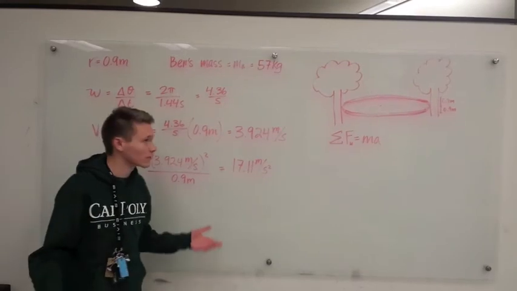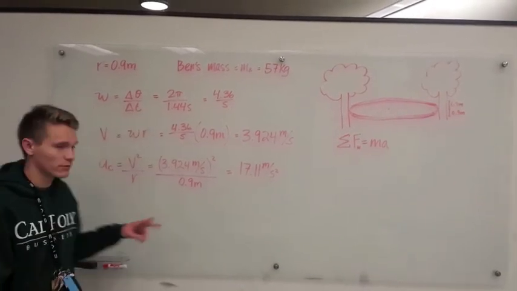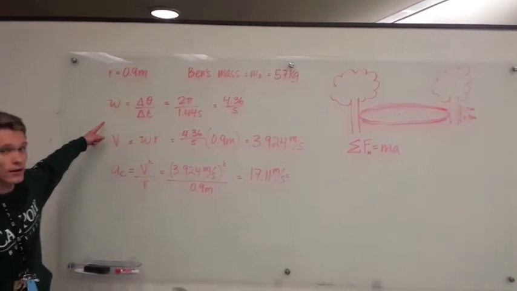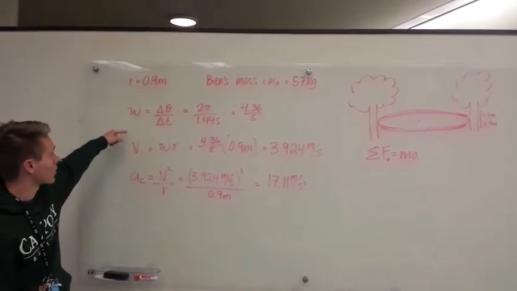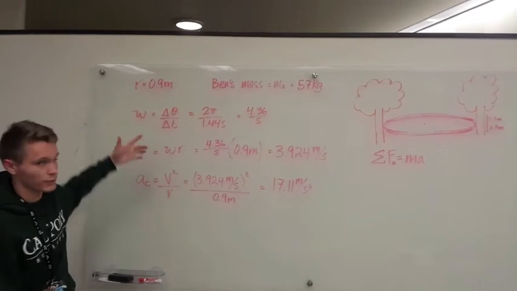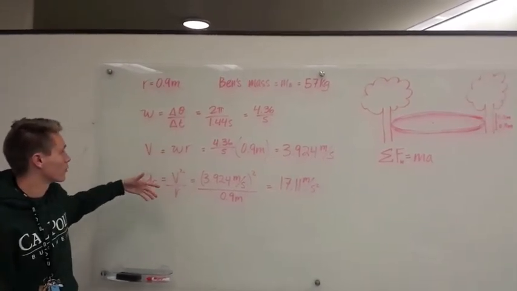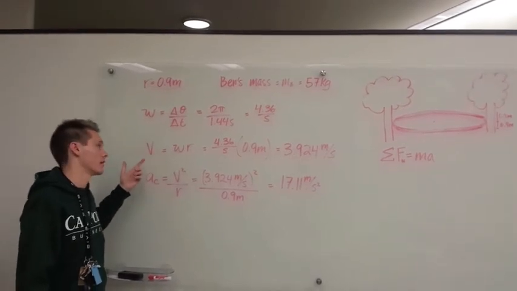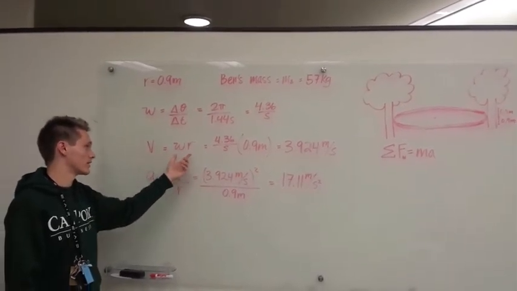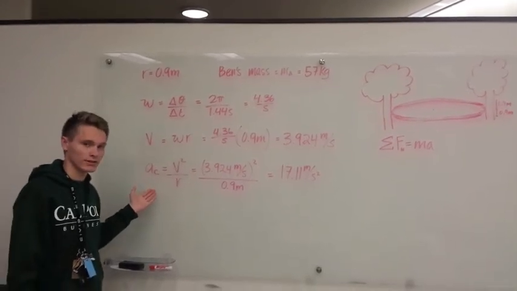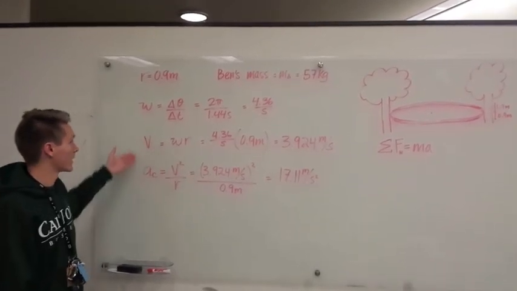For the lenses for this problem, we can look at two different lenses. Initially we would be looking at a kinematics lens, because we are looking at our angular velocity, which we calculated using the change of theta over the change of time. From there, we could calculate our linear velocity using omega times the radius, and then our centripetal acceleration, and that would be our kinematics lens.